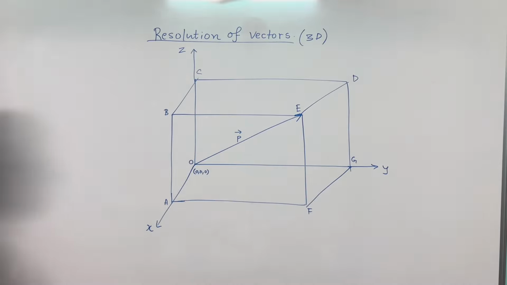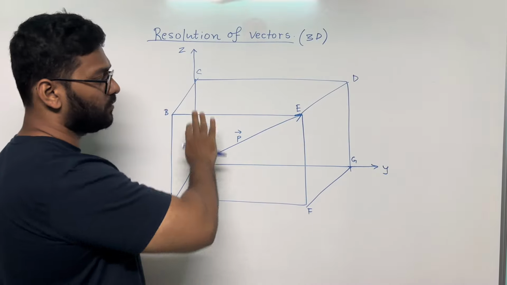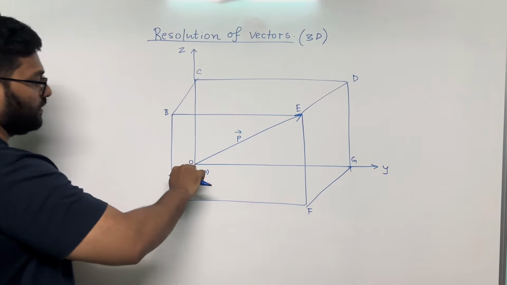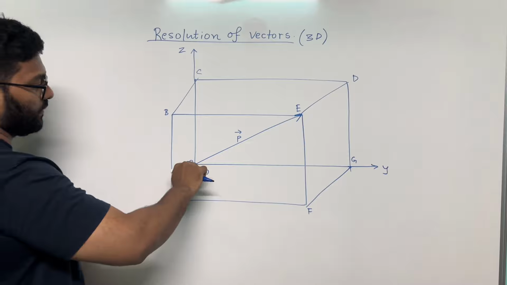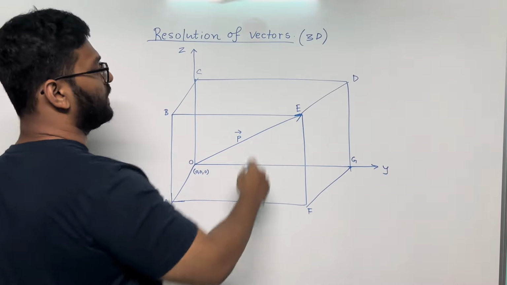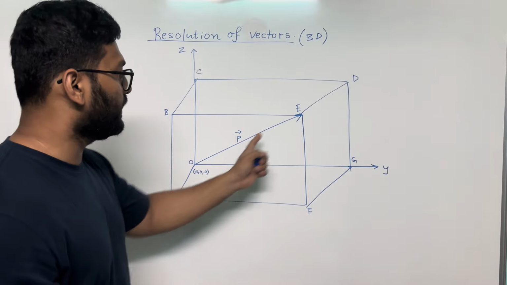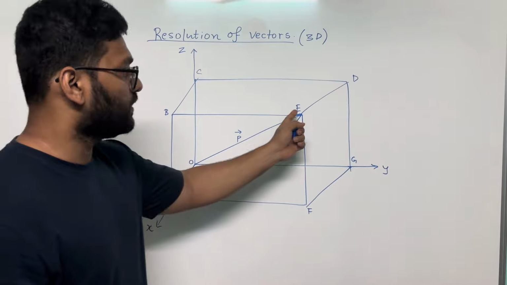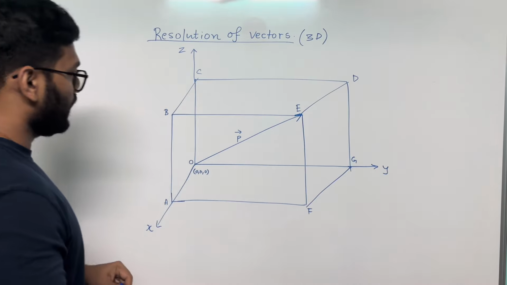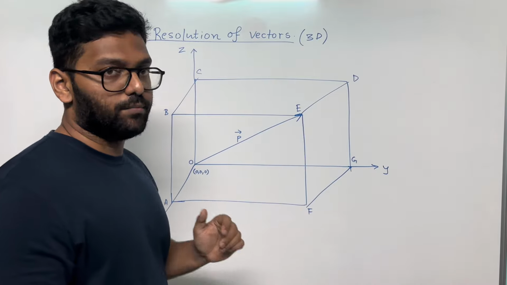Now look at this vector p bar. This is a parallelepiped, a rectangular parallelepiped, and this is the tail of the vector which is at the origin, and the head of the vector is at this vertex. So this you can say is a body diagonal, from one corner to another corner passing through the center of the parallelepiped. Now we have to find out the magnitude of this vector p bar in terms of its components.